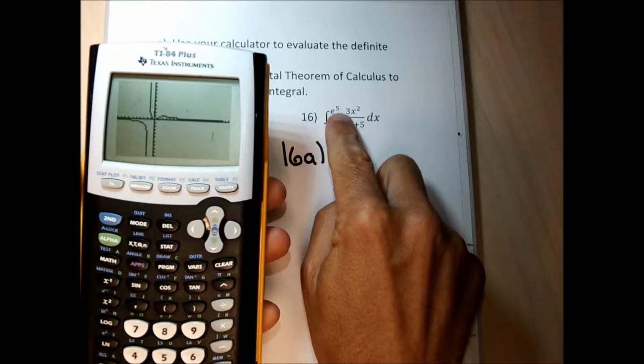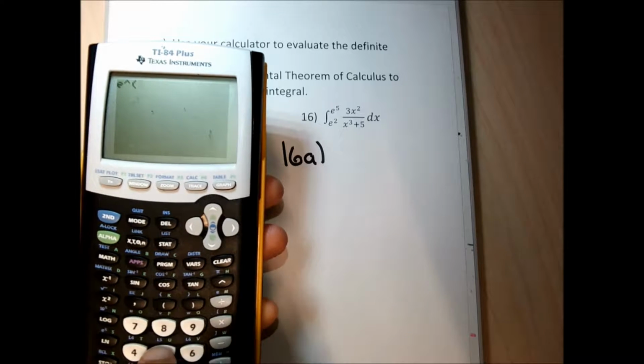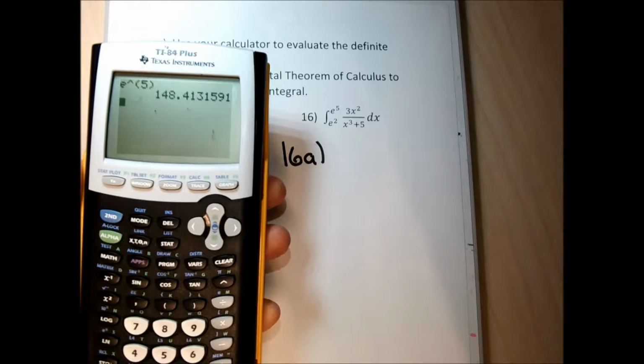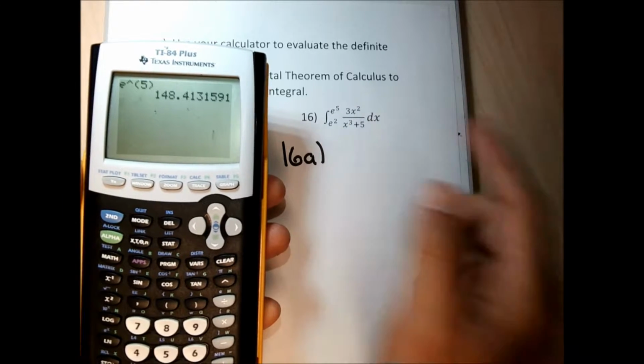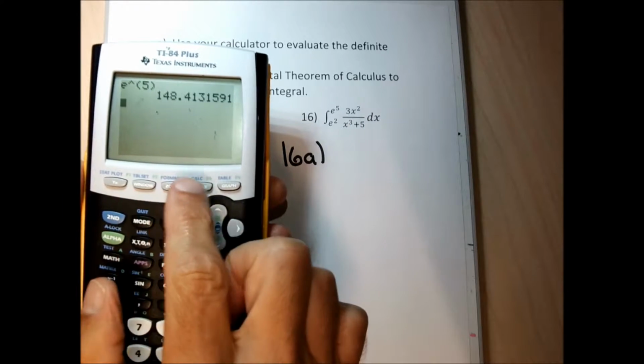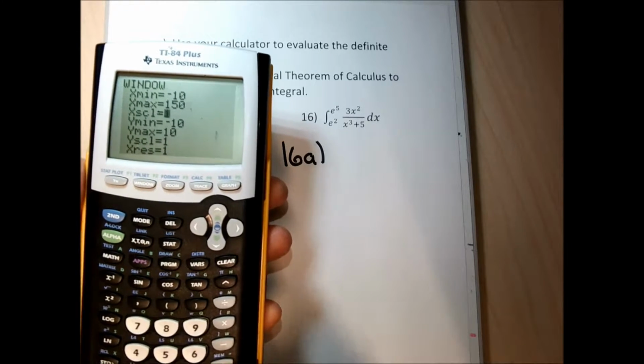So on my calculator, I'm going to second quit and do second ln e to the 5th. e to the 5th is 148. So my x max needs to at least go to 148. I'm going to make my x max go to 150. So window x max 150. That will be good enough.